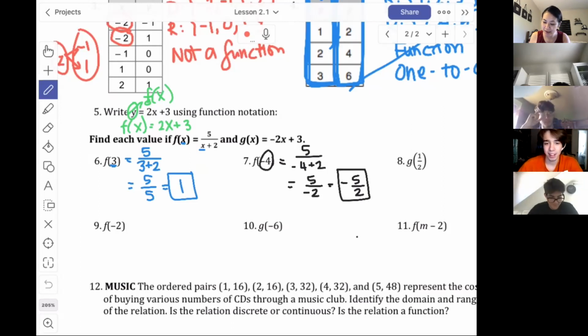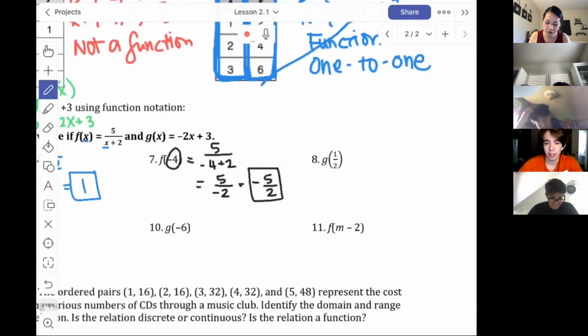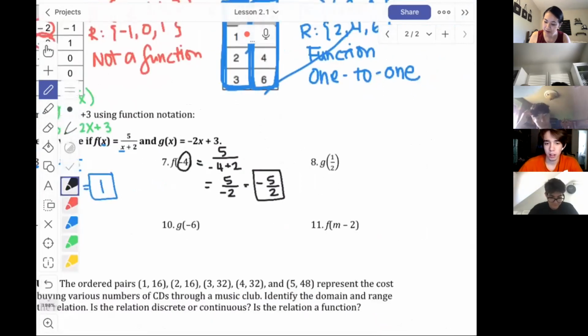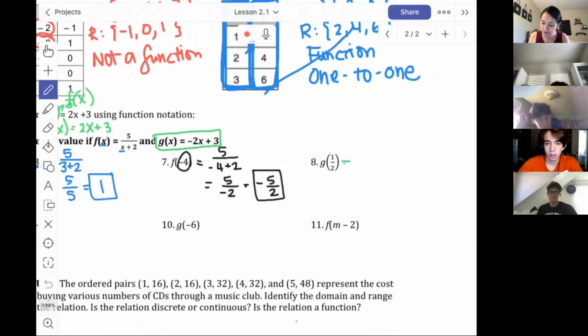Same thing with number 8, except this time we have g of x. This is my function g of x right here. I'm going to substitute 1/2 for that x. So I have negative 2, plug in the 1/2 for x, and then simplify. And that's how it's done.